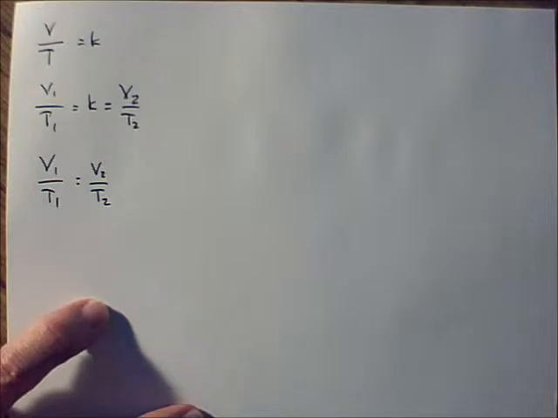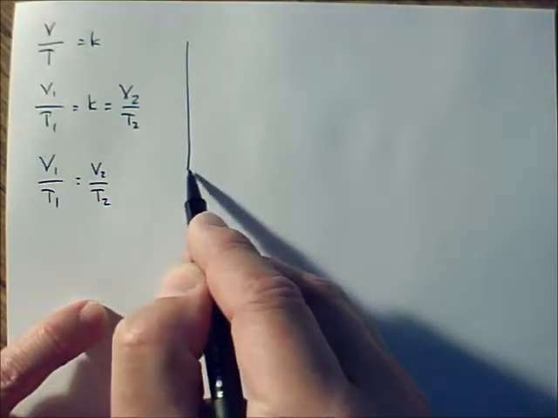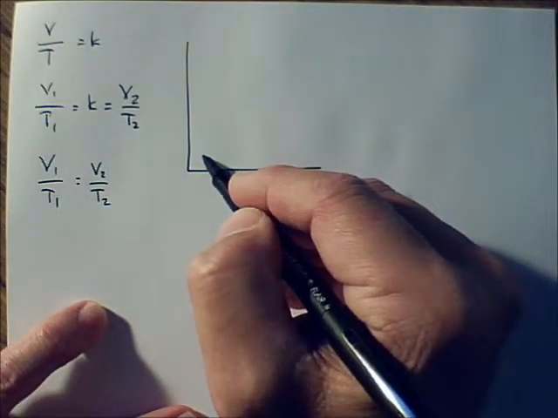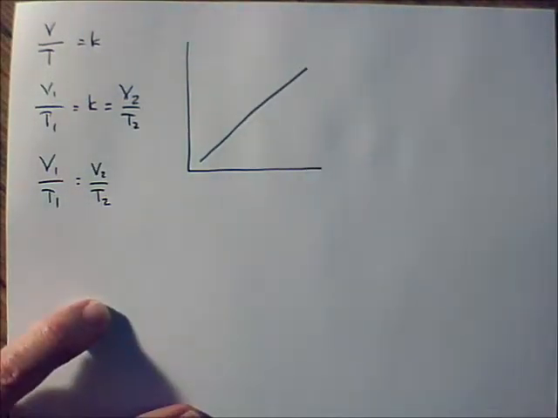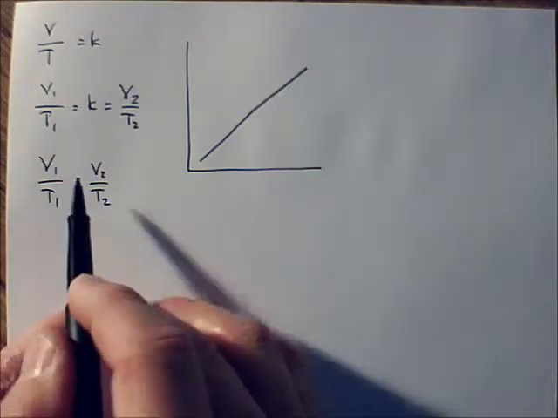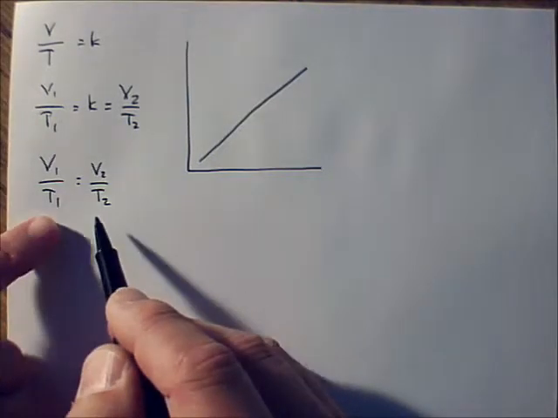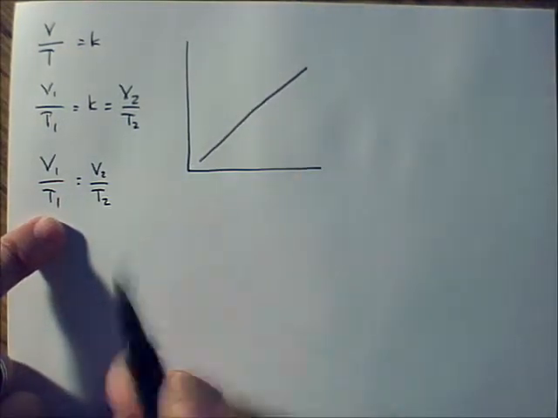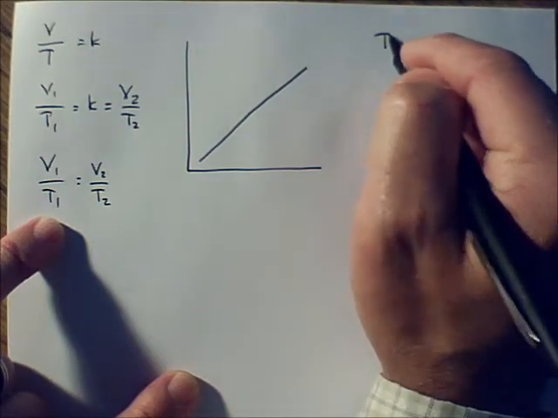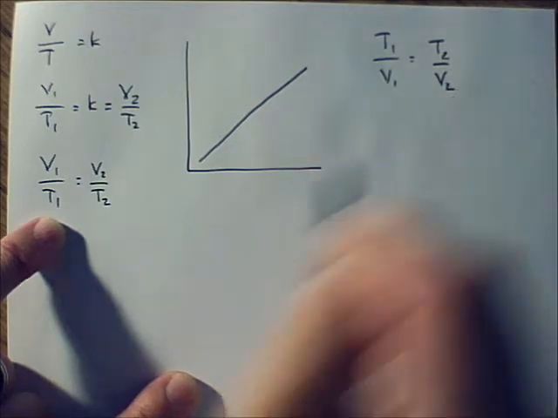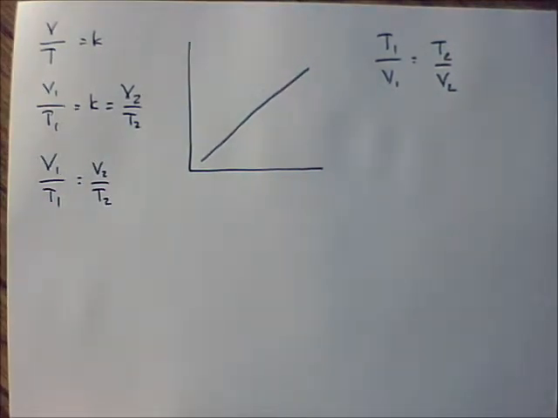Okay? Well, this is a direct relationship. And a direct relationship, if you remember from Unit 1, is like a 90-degree angle. Anytime volume goes up, temperature goes up correspondingly. Okay? Now, it's also true that because this is a direct relationship, T1 over V1 equals T2 over V2. Okay? You can use that.